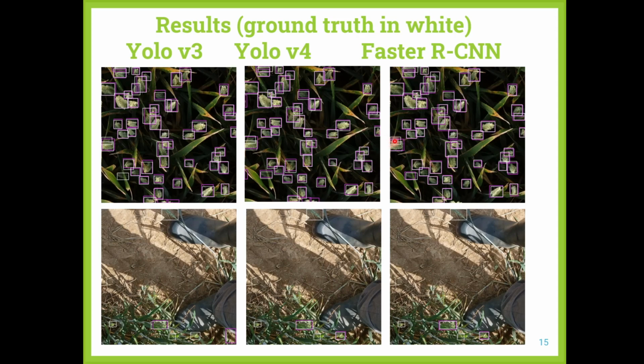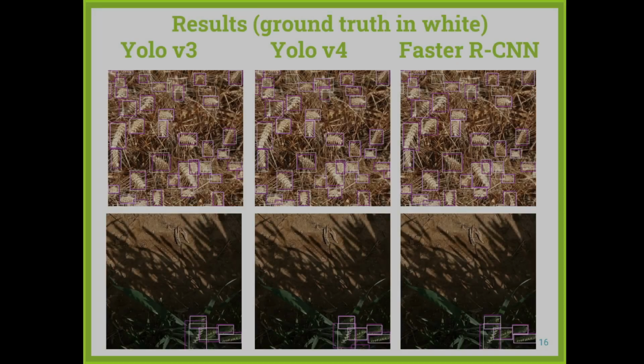Also, there are two objects here, as I can show to you by my pointer, two objects too close to each other, so they are predicted as one object. This happened in all architectures. In the second example, very small objects are not detected. This is another problem.